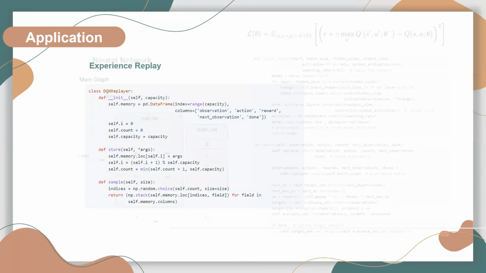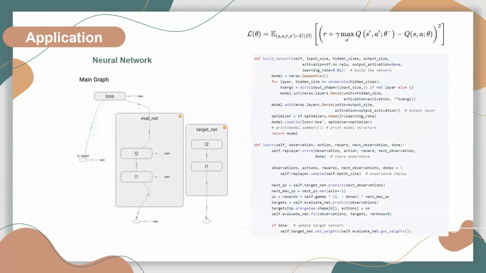Next page. The neural network. The left picture is the general structure of the two networks. They have the same structure, but the evaluation net is always being updated while the target network's parameters are frozen for a period of time. The picture in the top right shows the mean squared error loss function, and the code displays how I build the two networks.